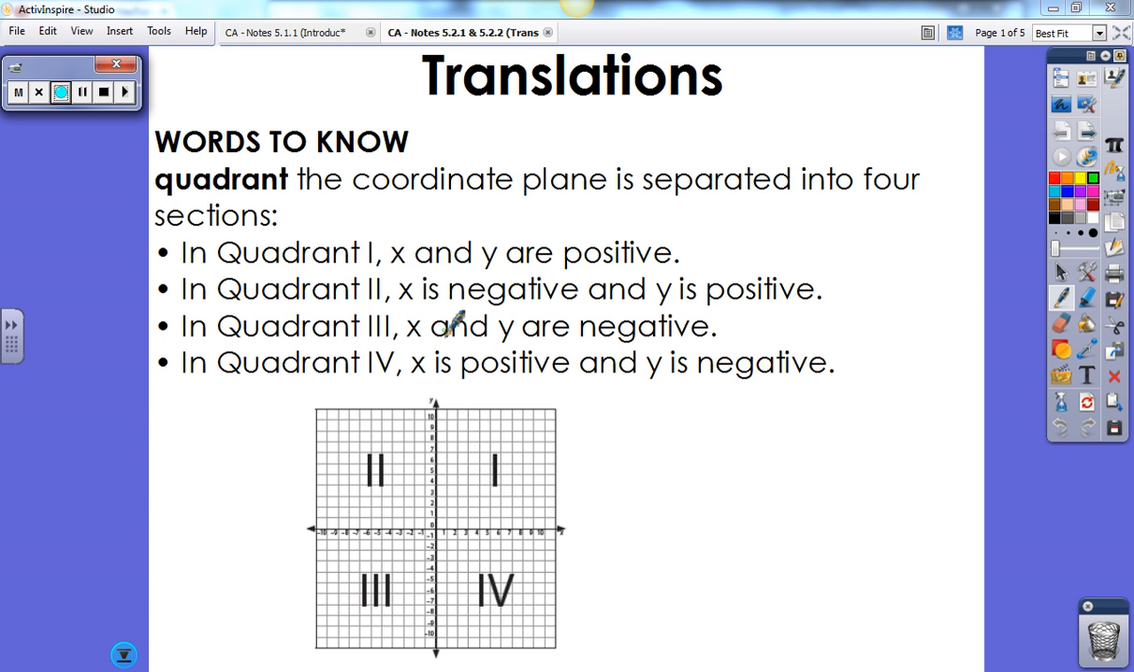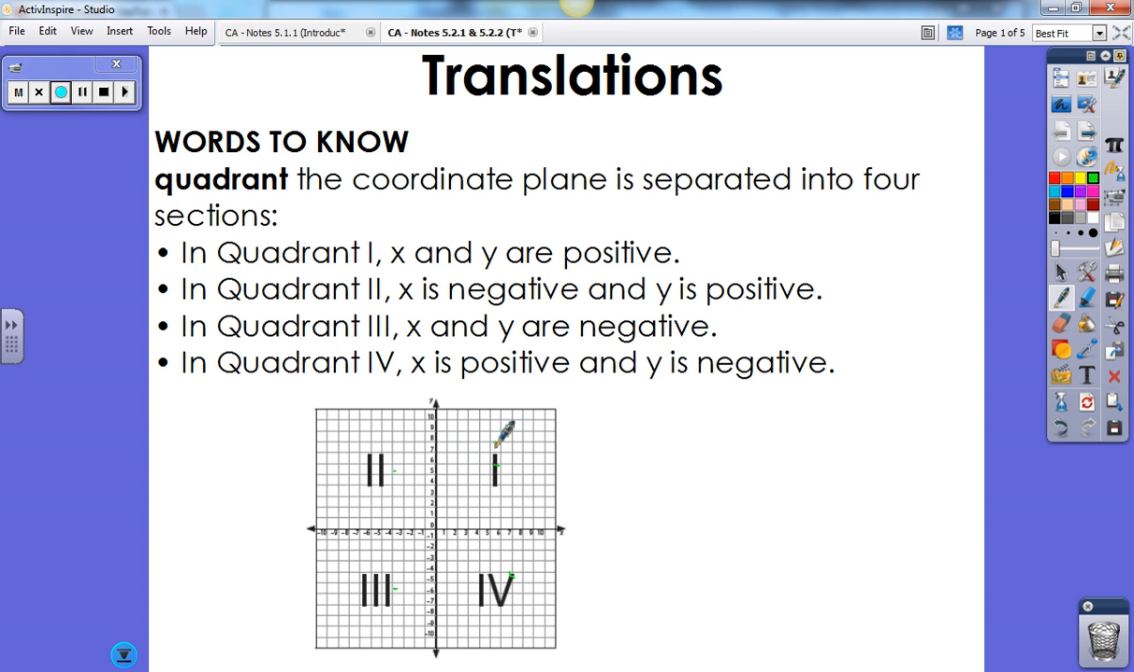This video is going to go through notes on translations. We're going to go through some definitions real quick, and then we'll talk about translations. We probably all know this, but just so we are all on the same page, we know that the coordinate plane is separated into 4 quadrants, 4 sections, and they're listed here, and they go in order of 1, 2, 3, and then 4.